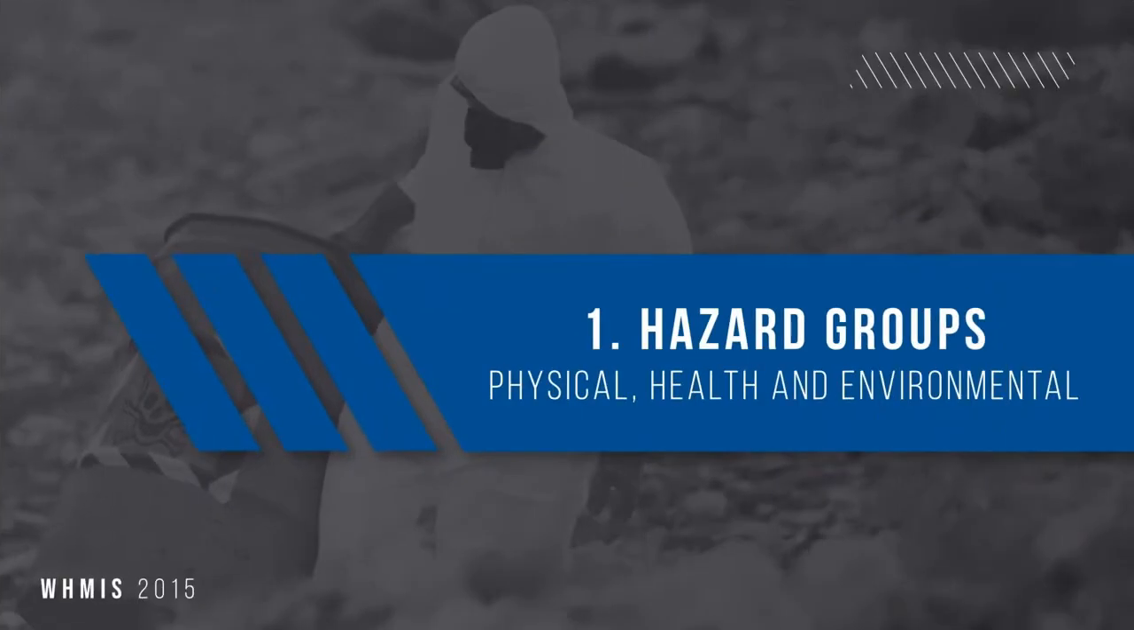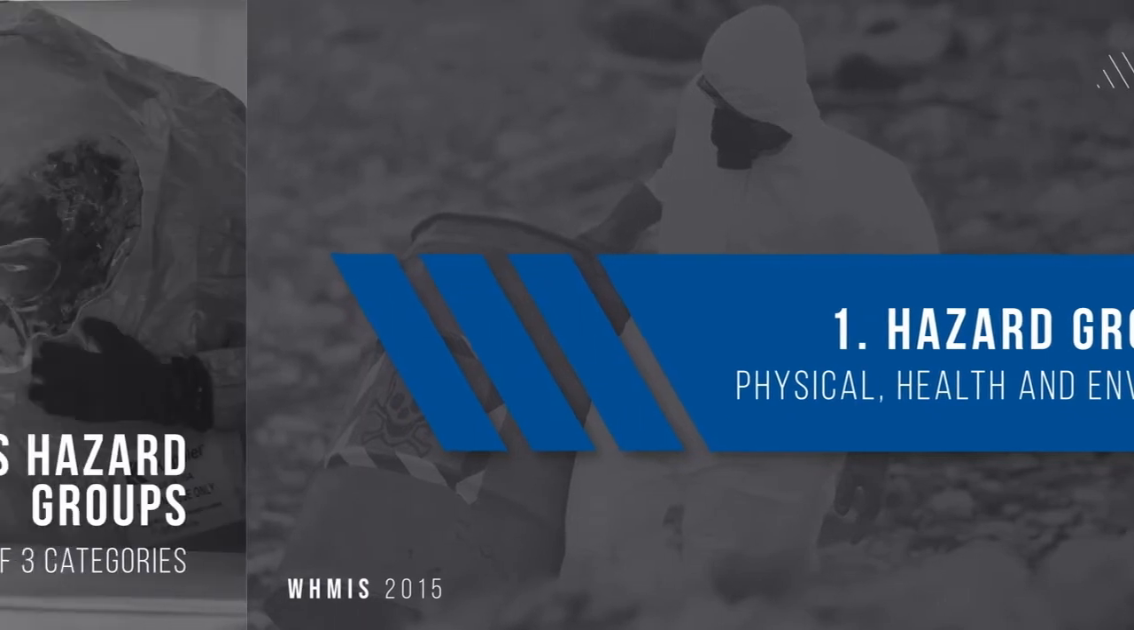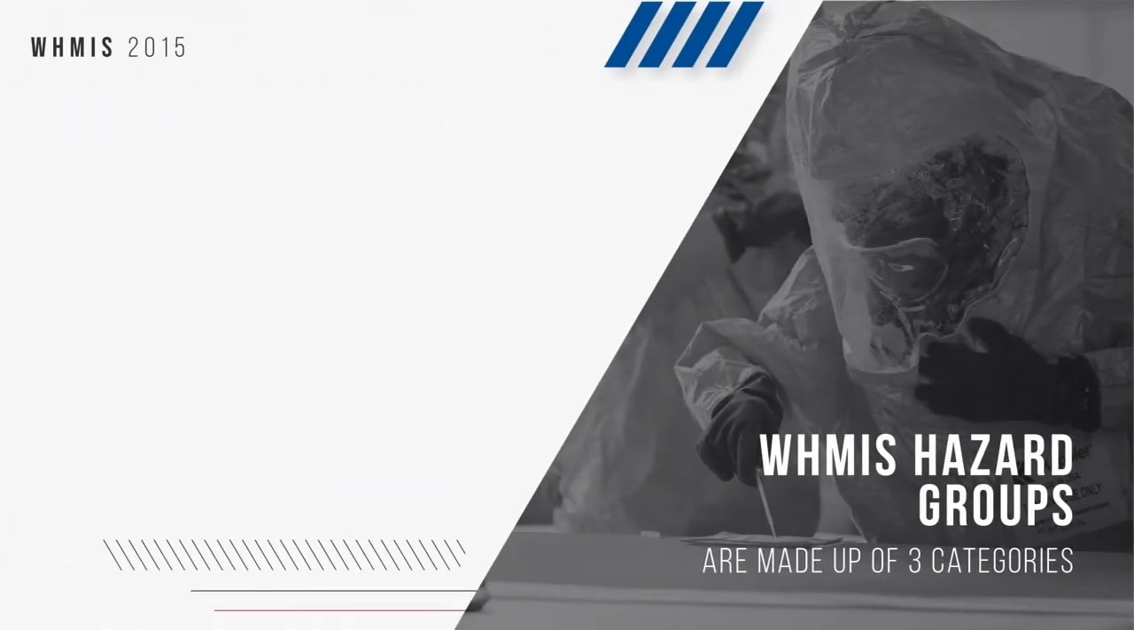Let's take a look at the hazard groups. WHMIS hazard groups are made up of 3 elements. The first is physical hazards. These are based on the physical or chemical properties of a product, for example, flammability, reactivity, or corrosivity to metals.